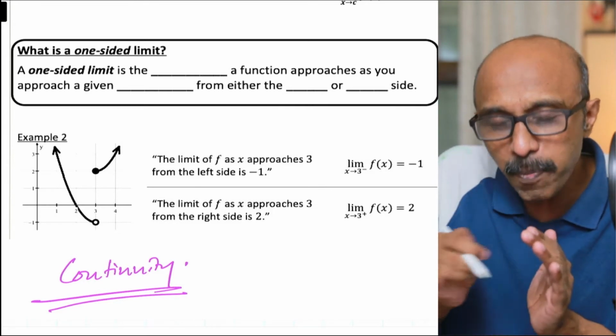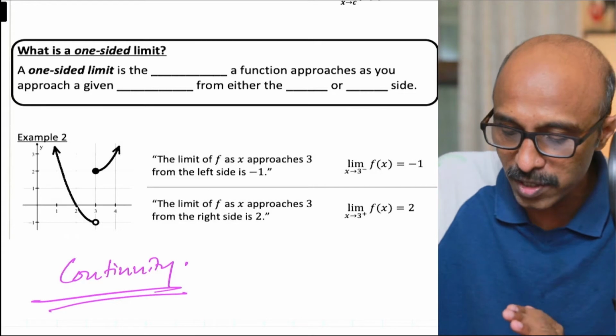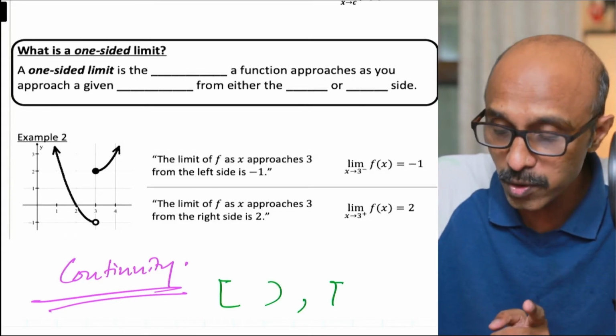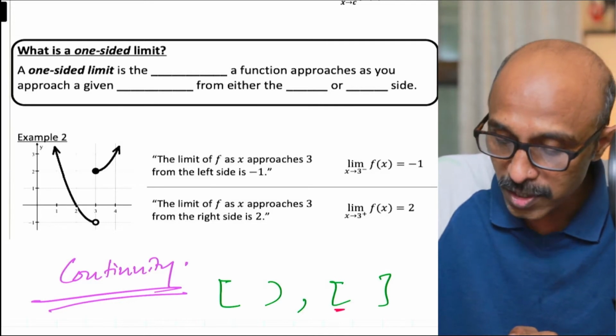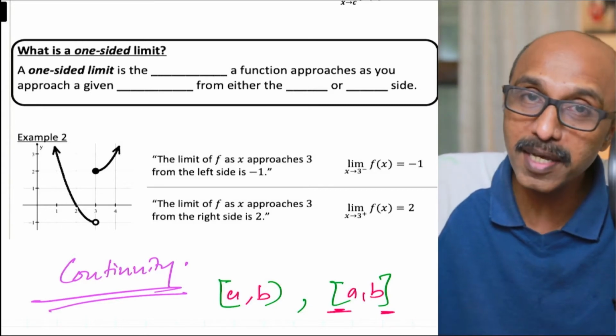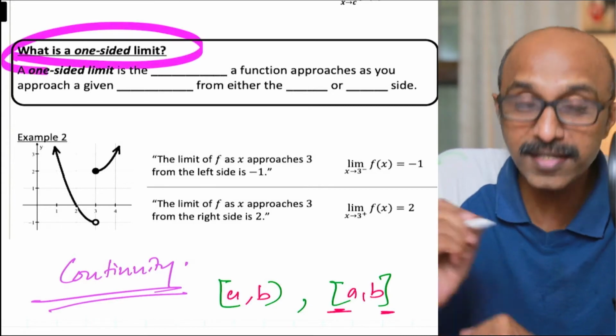So the endpoint, especially when it's closed at one end and open at the other, or closed at both ends, like the interval [a, b], the endpoints of an interval. And so it becomes important to understand what a one-sided limit is.